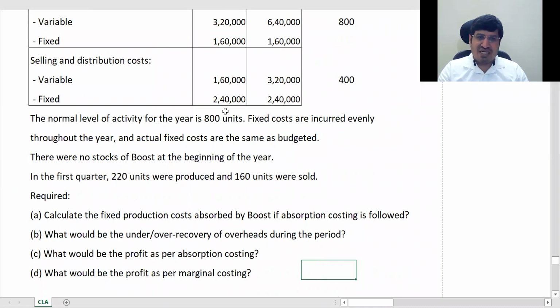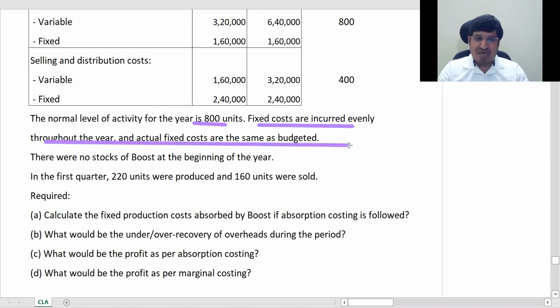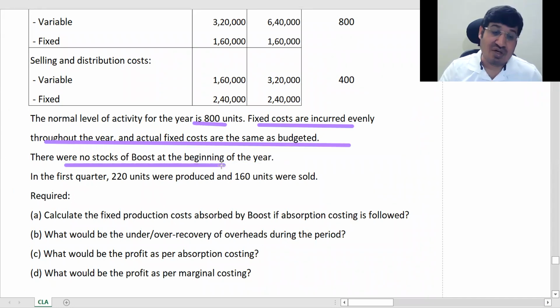Normal activity level is 800 that we have seen. ठीक है, fixed costs are incurred evenly throughout the year. Okay, actual fixed costs are the same as budgeted. So यहाँ पे बोल रहा है कि there is no over and under absorption. ठीक है, actual is same as budgeted means there is no over and under absorption. No opening stock, no stocks at the beginning of the year.